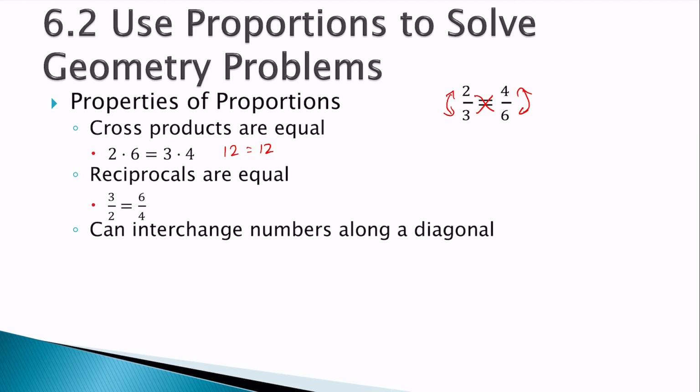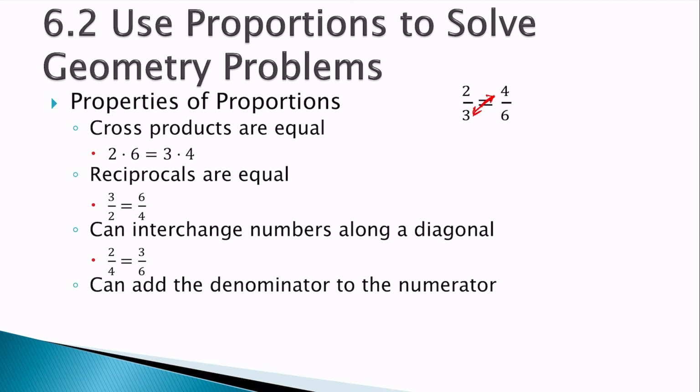Let's delete what I've written. We can interchange numbers along a diagonal. So I can exchange, for example, the 3 and the 4 can trade places. And it's still true, because now it's 2 over 4 and 3 over 6. Those are both 1/2. They're still equal to each other.